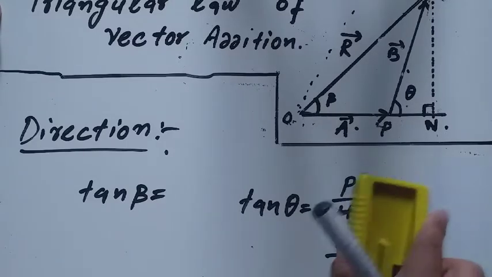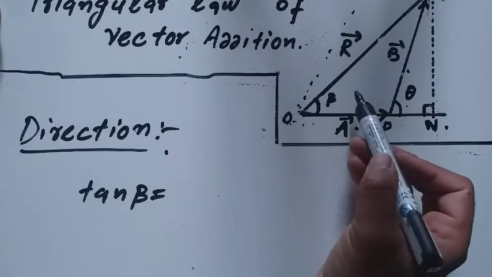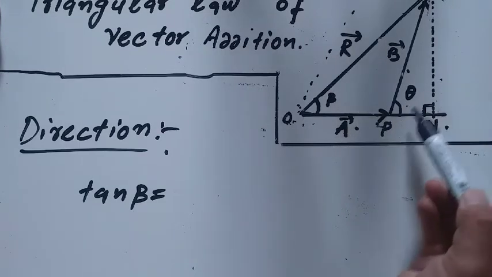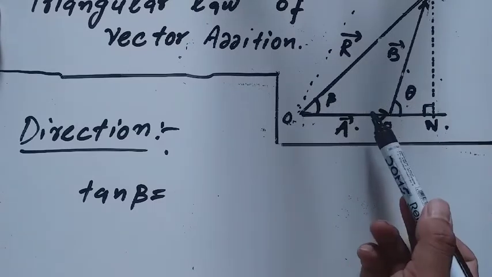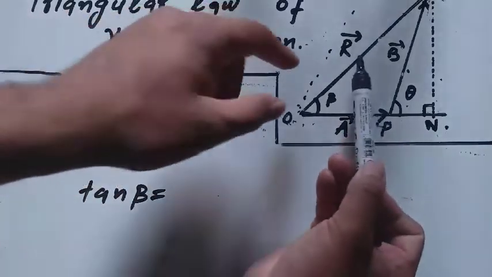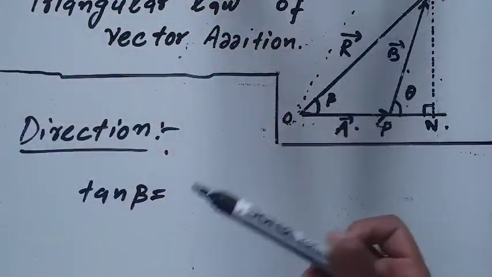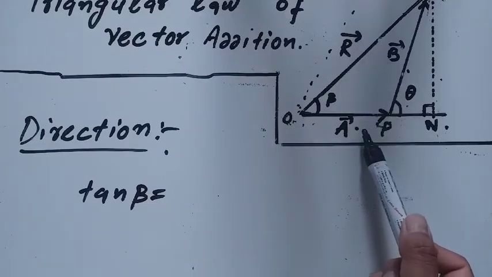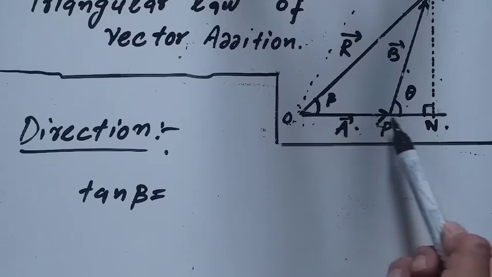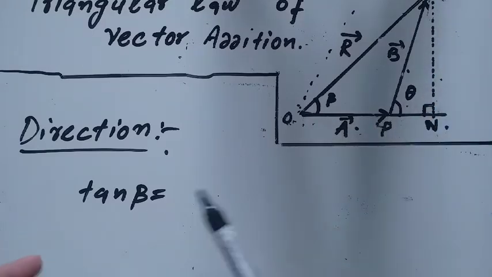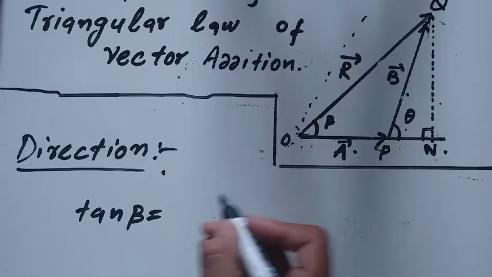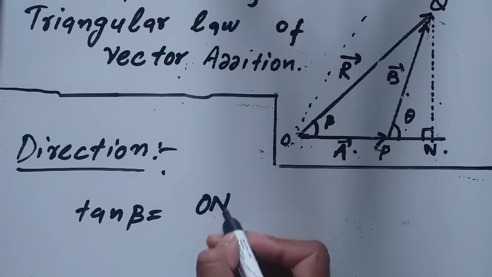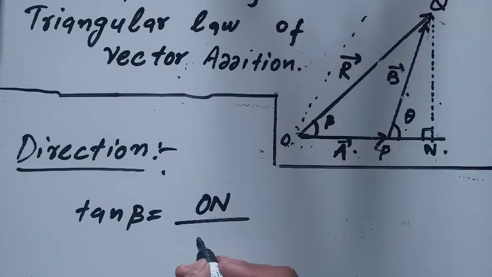And here we find that in our given figure, we know this perpendicular as well as base, and we do not know r. If we do not know this r, we can easily find the direction without it, because if we know the base as well as the perpendicular, we can use this tan beta and get our result easily. Now I can write here tan beta is equal to base divided by perpendicular, that is ON divided by QN.